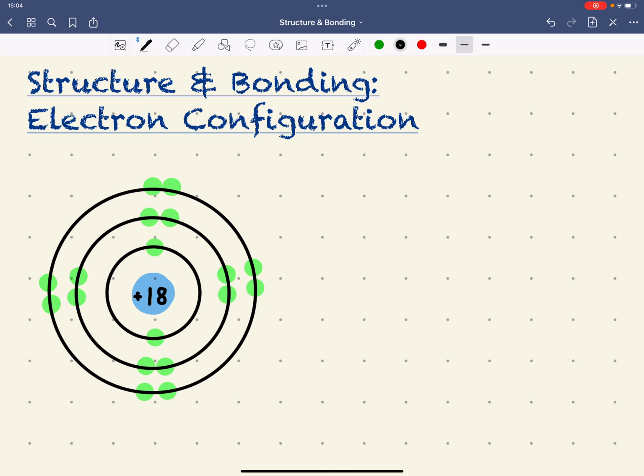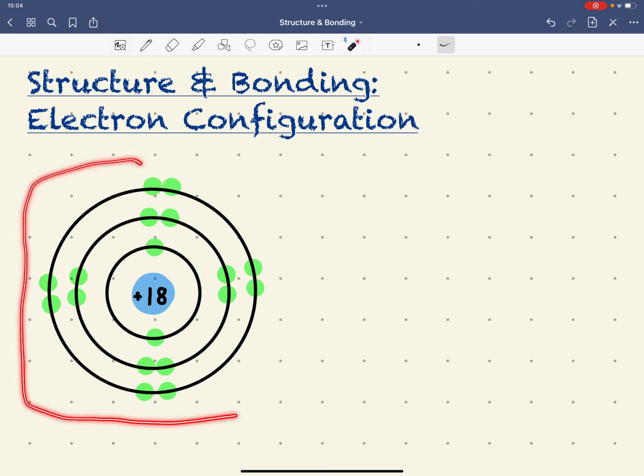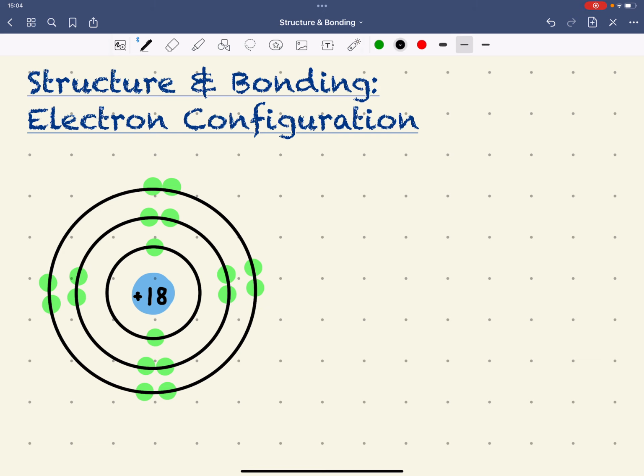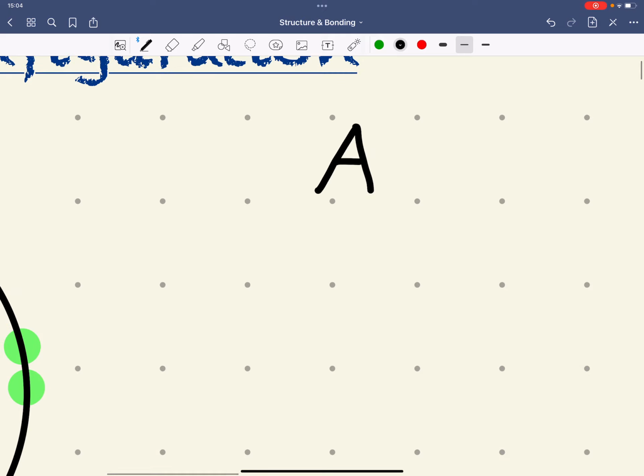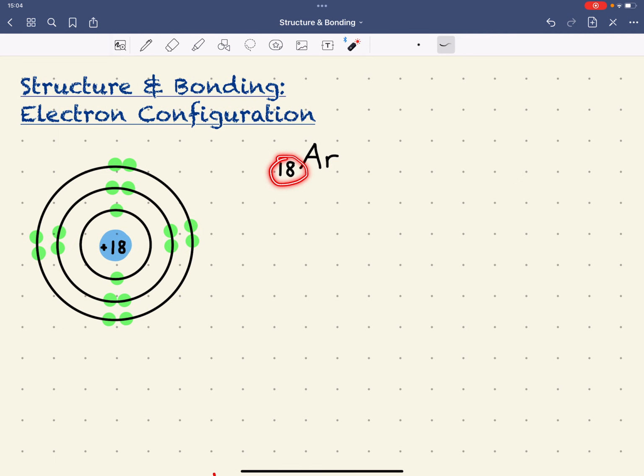Now, if you look at this diagram here of a high school, sort of pre-A-level diagram of an atom, we've got argon here. And argon has got an atomic number of 18. This 18 tells me argon's got 18 protons, which we've got there. And being an atom, if it's got 18 protons, it will have 18 electrons as well. And it's how these electrons are arranged which is important. Electron arrangement determines the chemical properties of a particular atom.